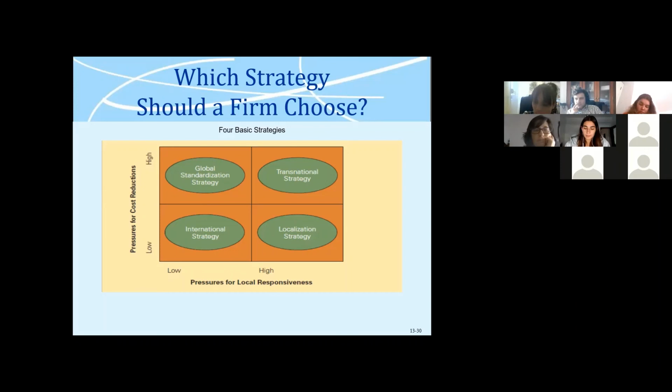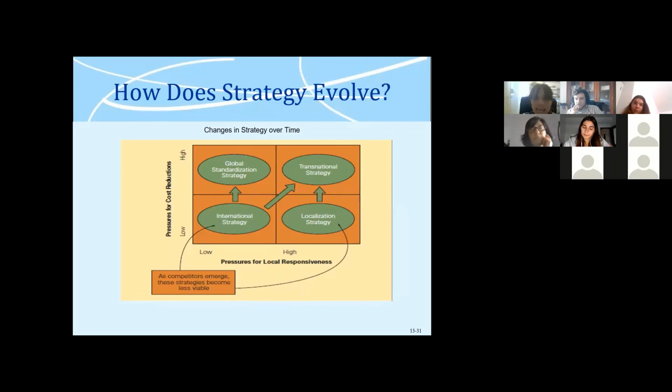The last issue to discuss, very important, is how strategy evolves. When we discuss international strategy, we must consider that over time competitors inevitably emerge. If managers do not take proactive steps to reduce their firm's cost structure, it will be rapidly outflanked by efficient global competitors. So the message in this story is that an international strategy may not be viable in the long term.